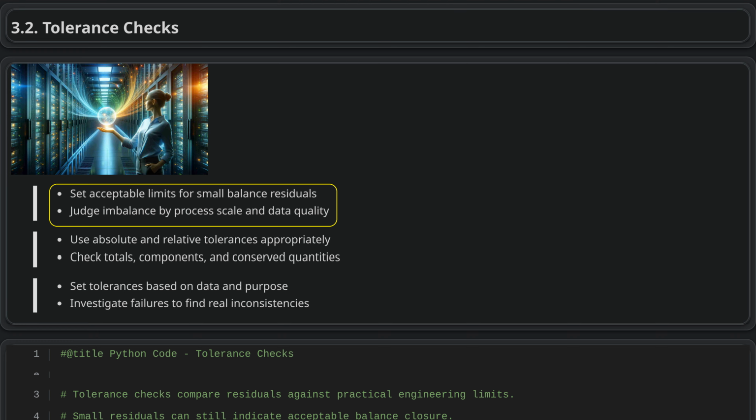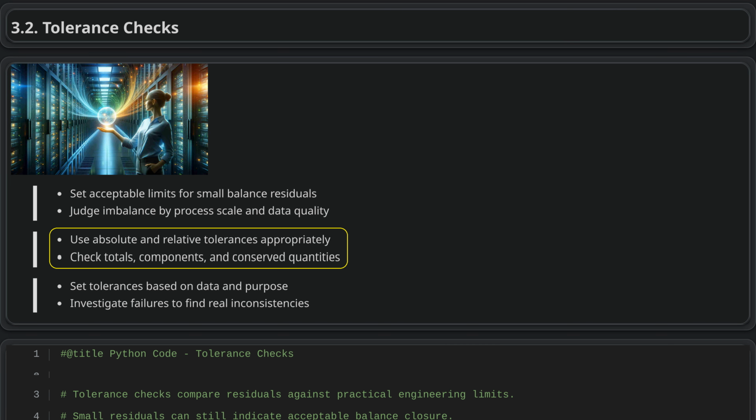By setting an acceptable range, tolerance checks prevent minor discrepancies from being treated as real process problems. What counts as acceptable depends on the process, since the same imbalance may be negligible in a large refinery, but important in a precise pharmaceutical operation.